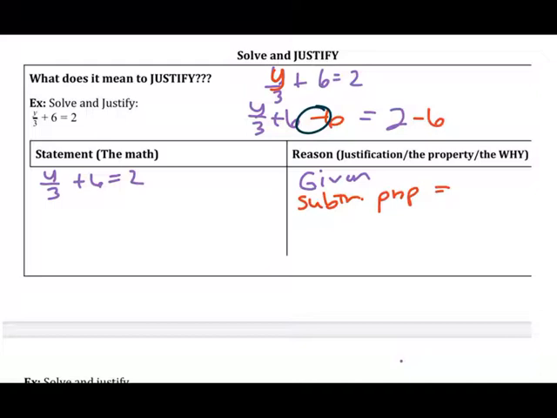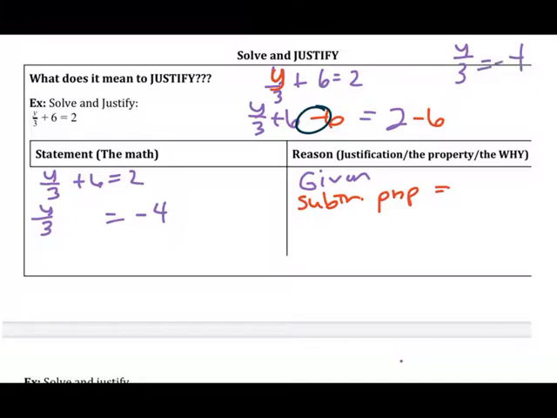What's left when we do this? We're left with y over 3. We didn't do anything to that, but there's no more plus 6. This became 0. 2 minus 6, I can combine over there. That's going to give me negative 4. So now I have y over 3 equals negative 4.